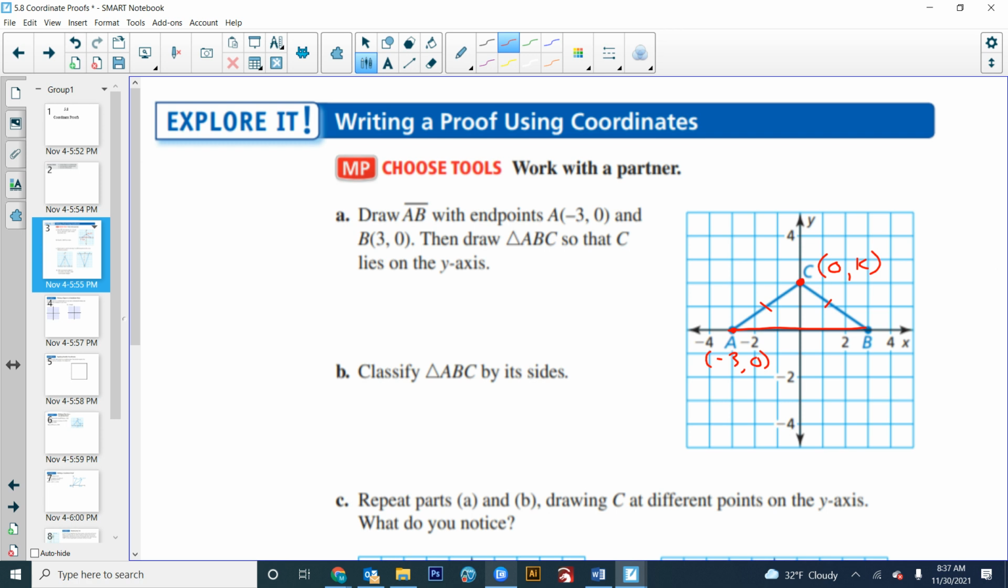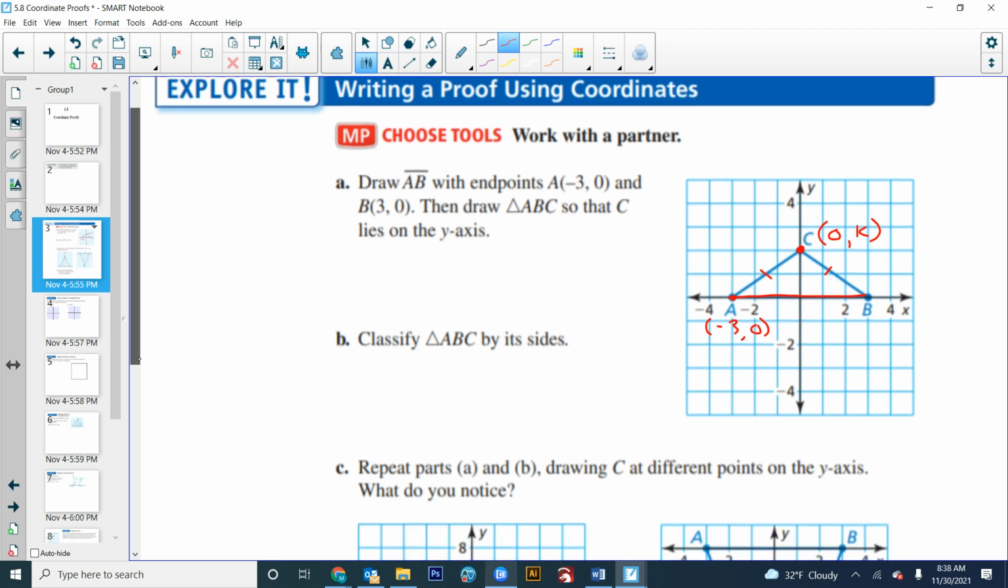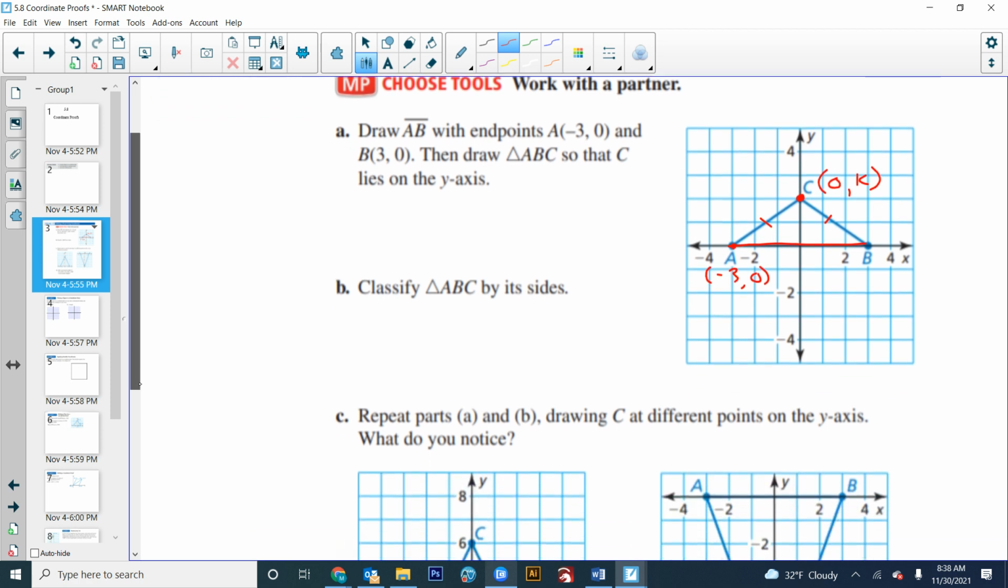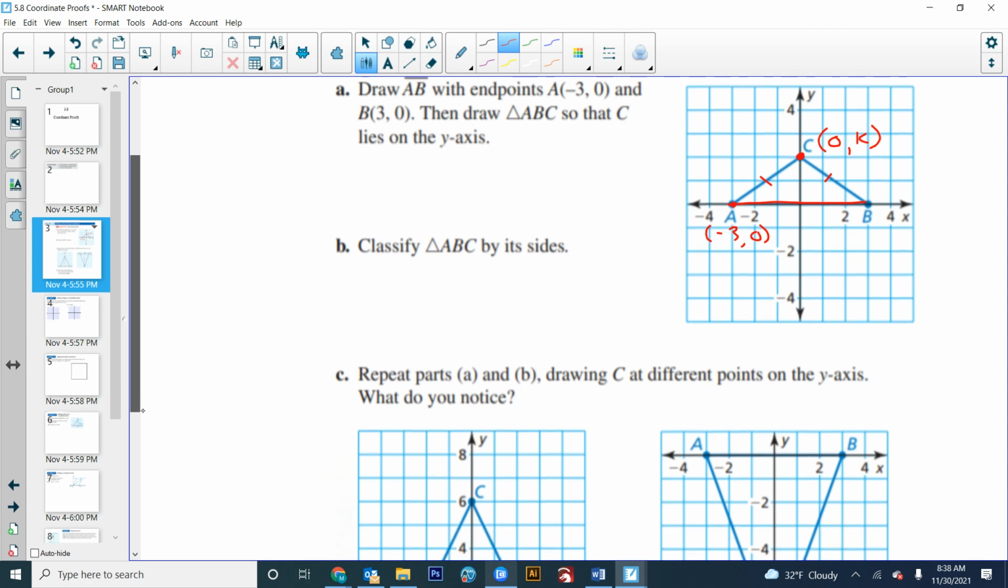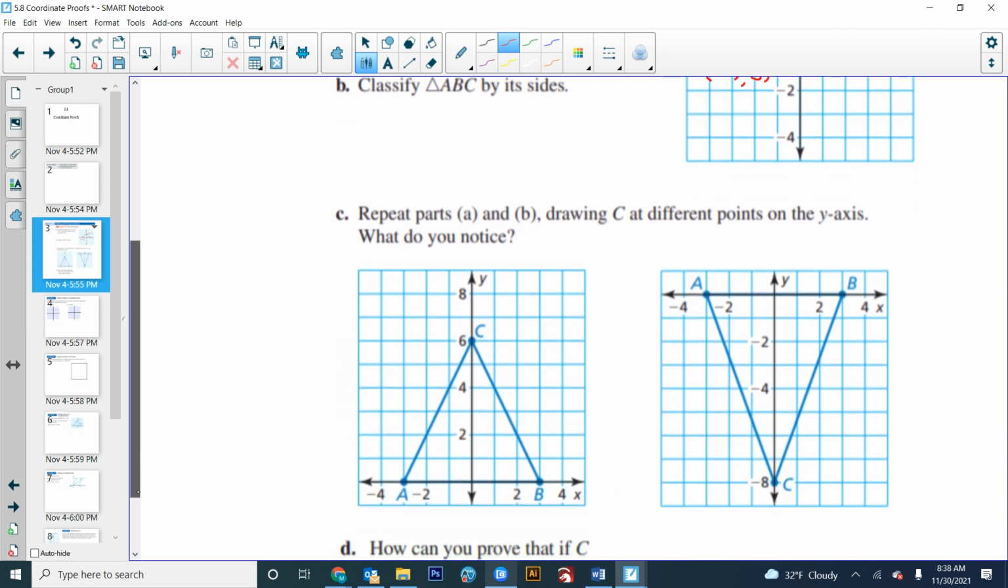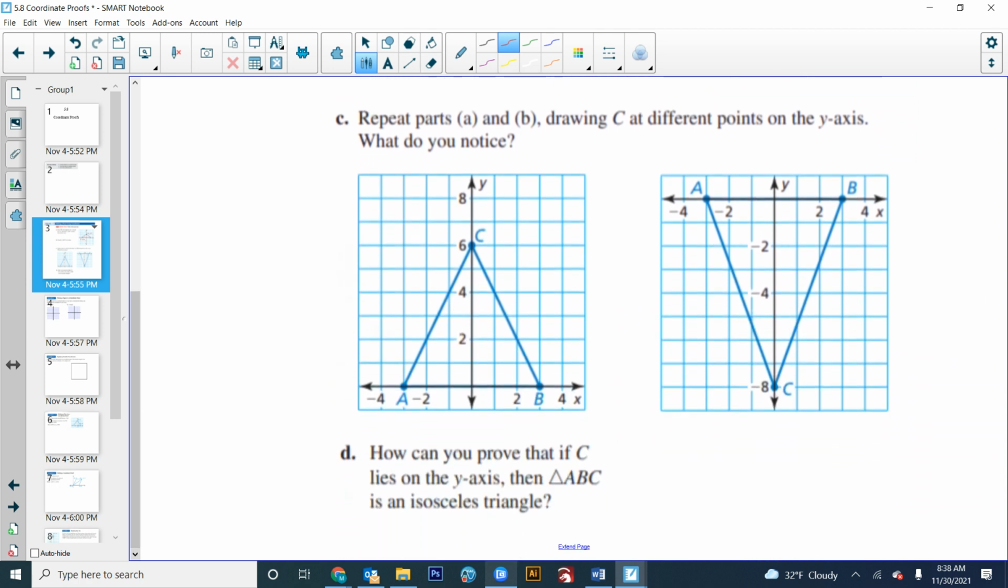And you would have to use the distance formula from (0, K) to (-3, 0), and then (0, K) to (3, 0), and find out what K would have to be to make it equilateral. Right now, it's just isosceles. Could be equilateral. All right. Repeat parts A and B, drawing C at different points. Then you guys had some different examples of that. And we just talked about whether it is isosceles or not.